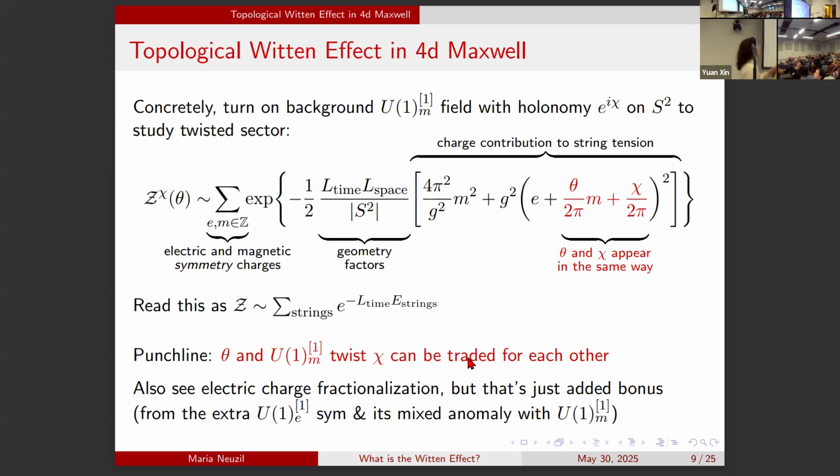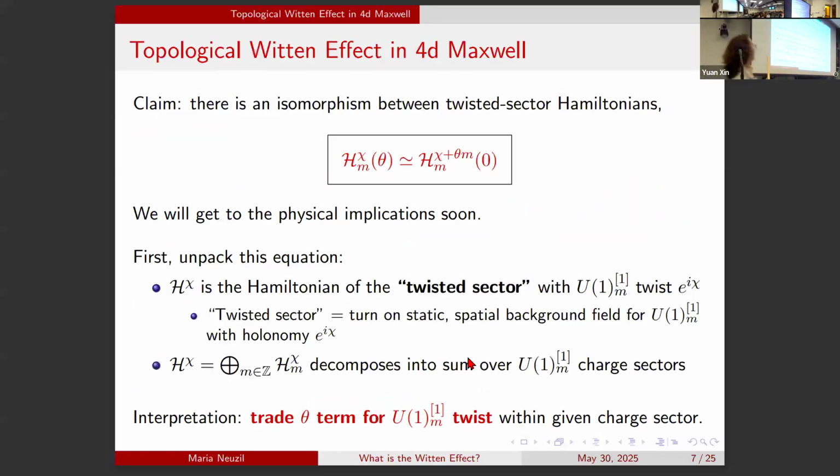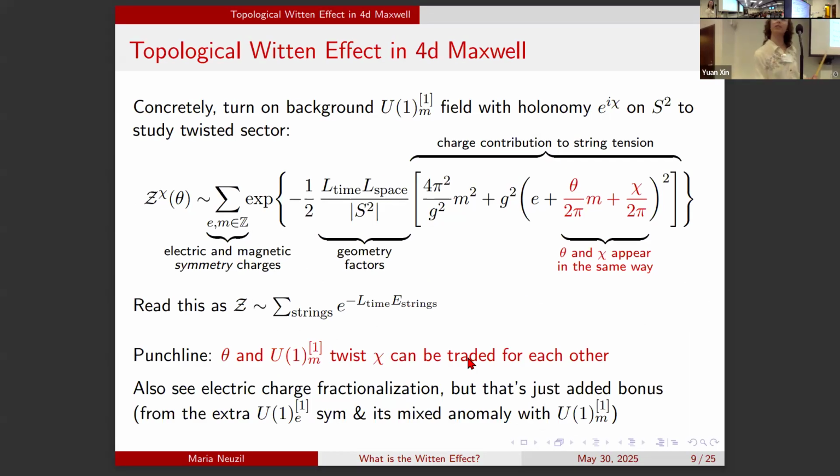So we've turned on theta at the beginning, and then chi we've turned on a background field. You cannot write it as an additional theta in the background. At the end of the day, I want to make a claim about the Hamiltonians, and we can read off those Hamiltonians from this expression. Then you can redefine your Hamiltonian to have a certain twist where the twist is absorbing theta.